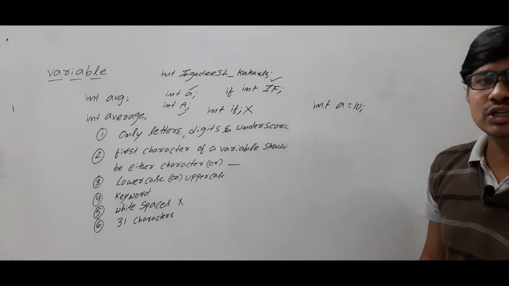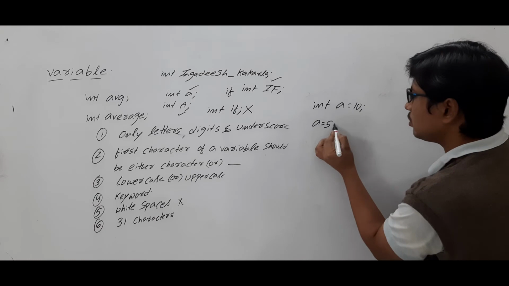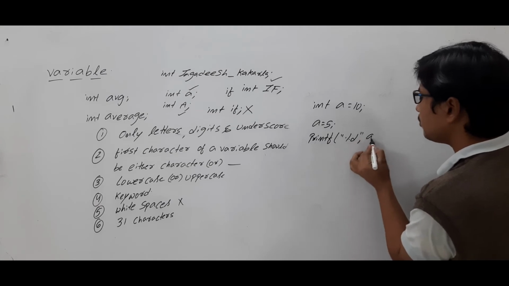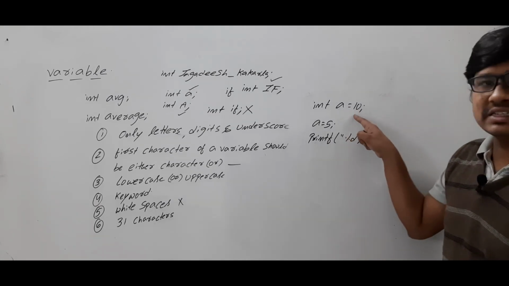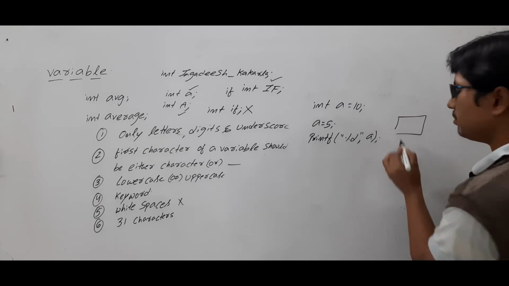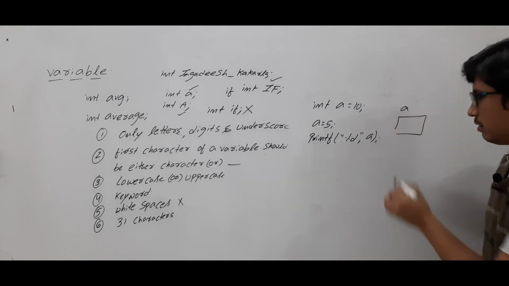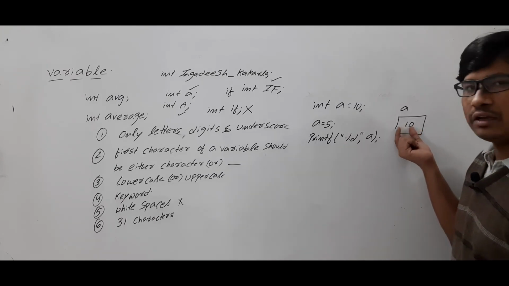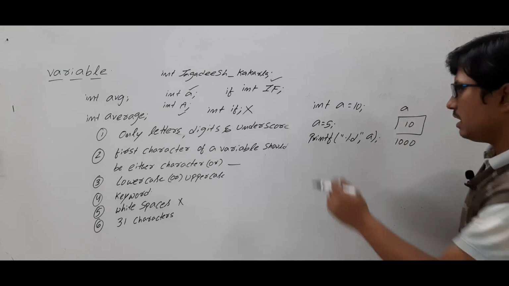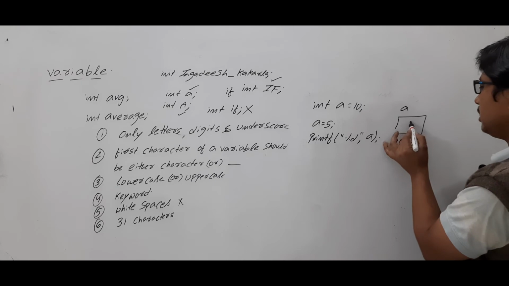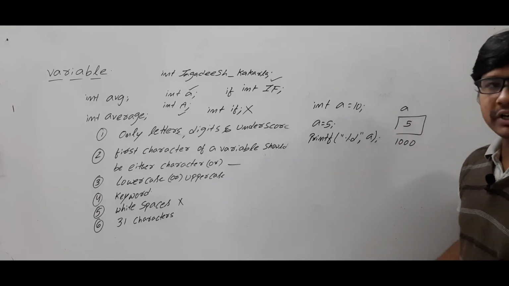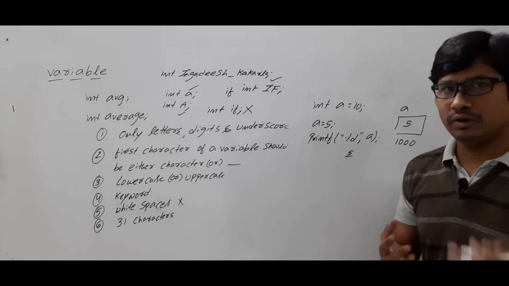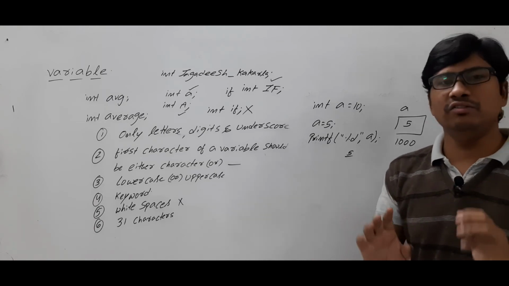Suppose you have written int a is equal to 10. After that you have written a is equal to 5. If you print the value of a, what value will be displayed? Initially you assigned a the value 10, so in memory the value 10 will be stored in an address location. Suppose at address 1000, the value 10 is stored with the variable name a. Later you changed it to 5, so it will be removed and 5 will be stored there. If you print the value, 5 will be displayed as output. So the variable can change its value, whereas the constant will not change its value.